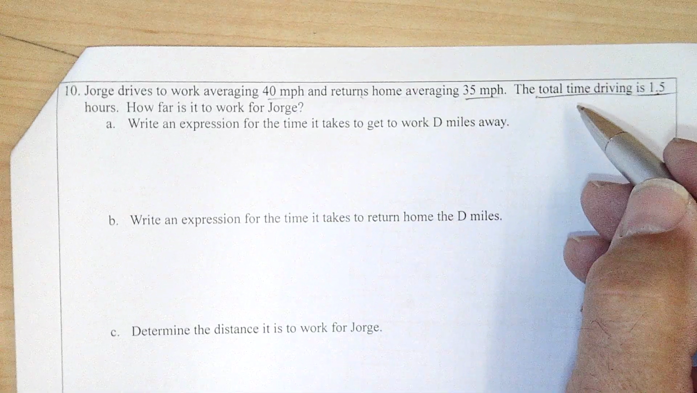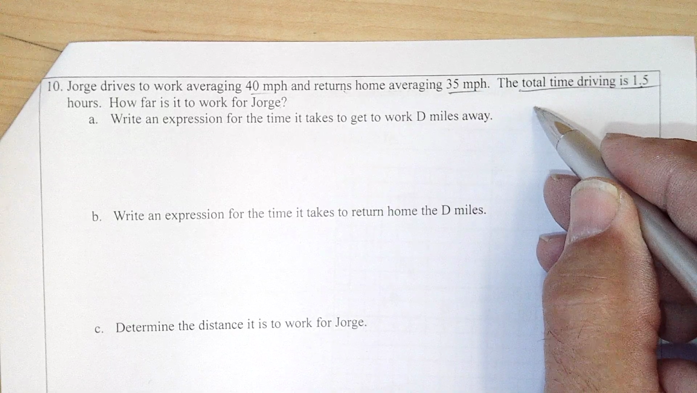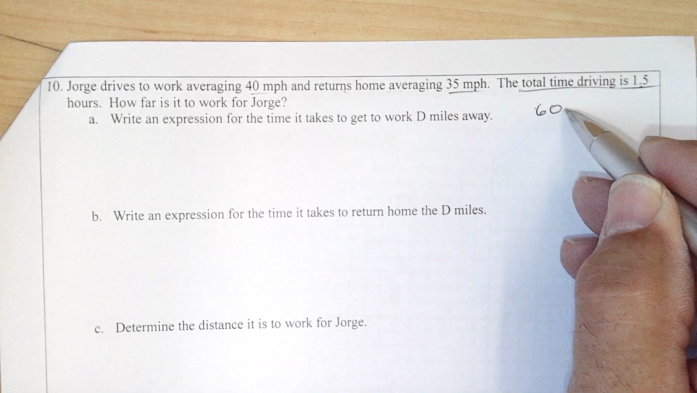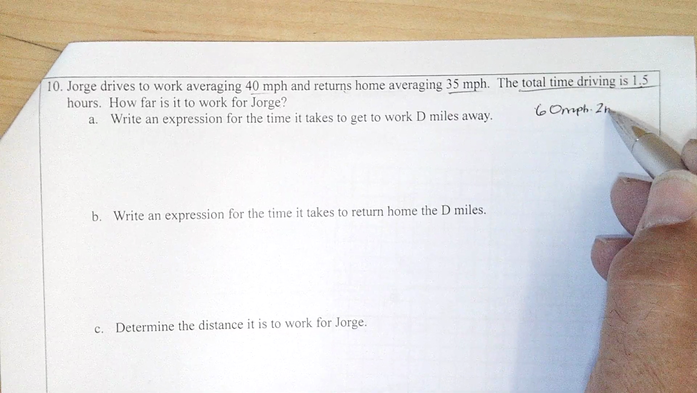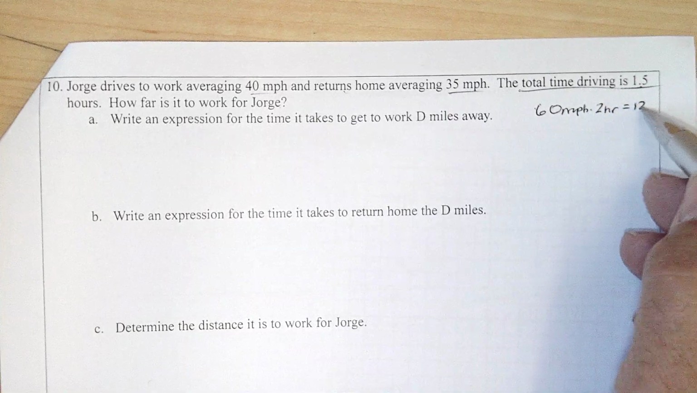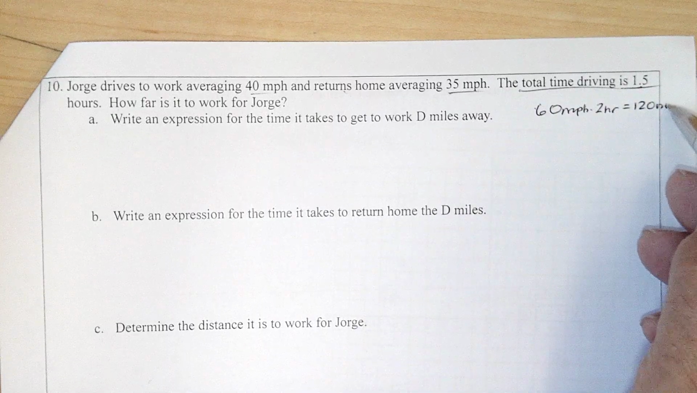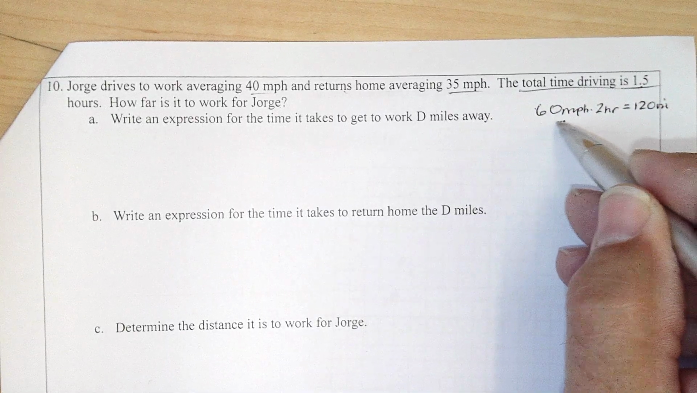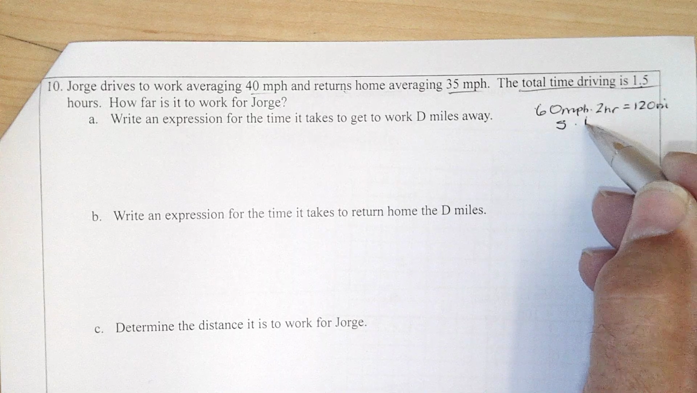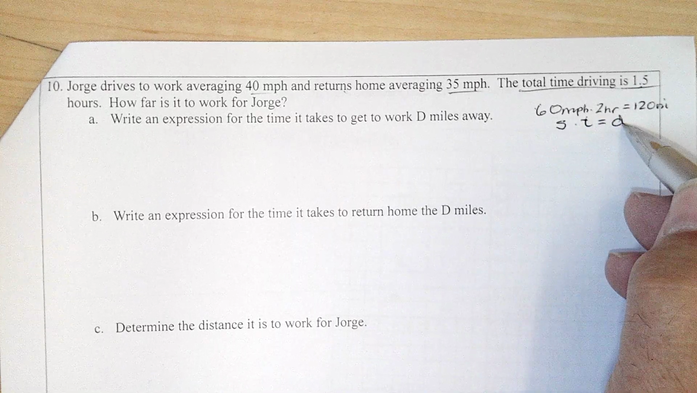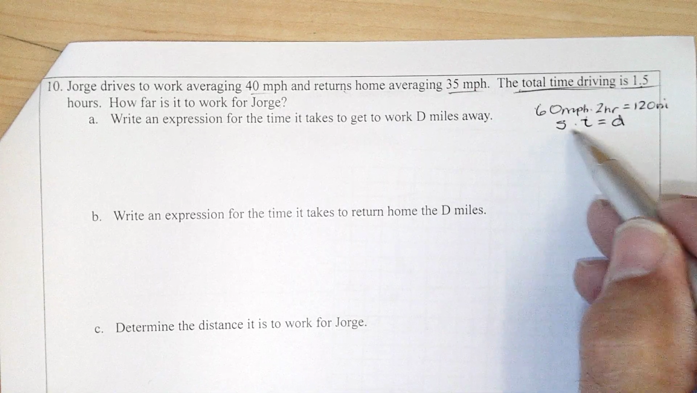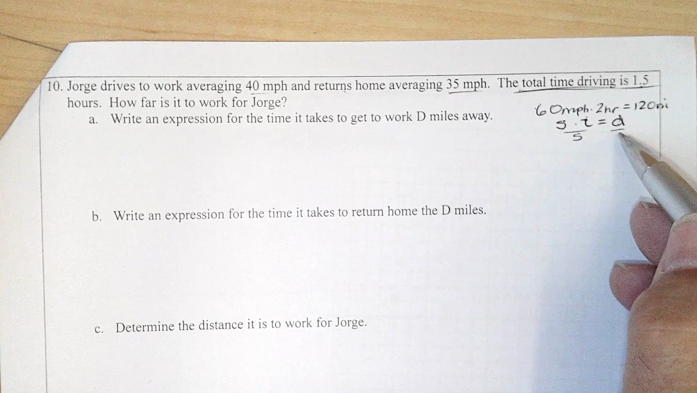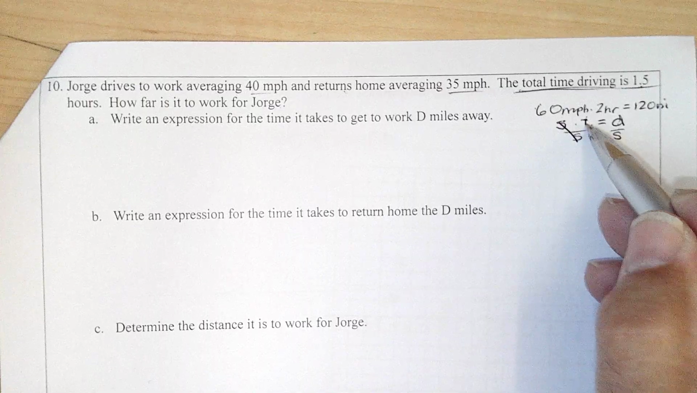Well, if we remember from our formula, if you go 60 miles per hour times 2 hours, you get 120 miles. So you get the speed times the time equals the distance. But we're talking about the total time, so that's the distance divided by the speed is time.